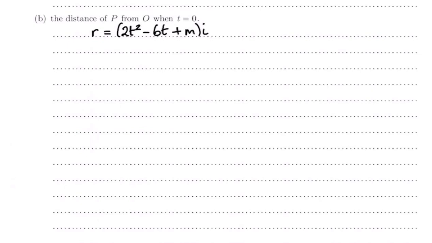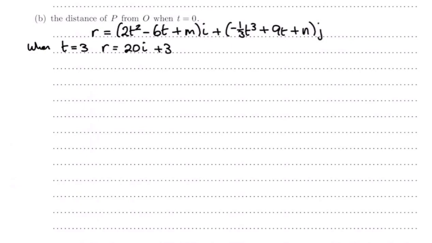Now, notice I'm using a different letter. I'm not using p and q, I'm going for m and n. Again, if we integrate, minus a third t cubed plus 9t plus n in the j direction. So all I've done is integrated both components of my velocity and added on a new constant for the i and a constant for the j. Now, in the question we're told when t is 3, r was 20i plus 3j. So we're going to pop those in.